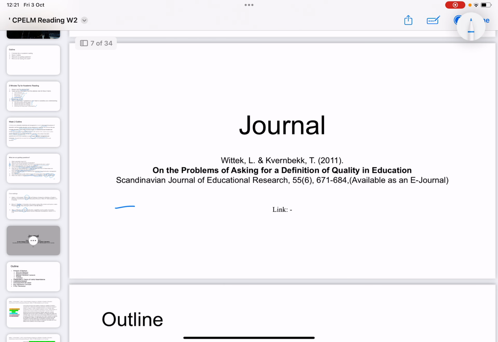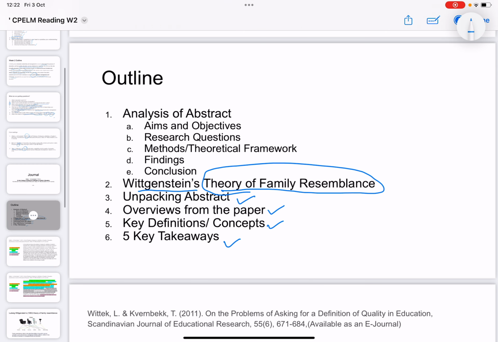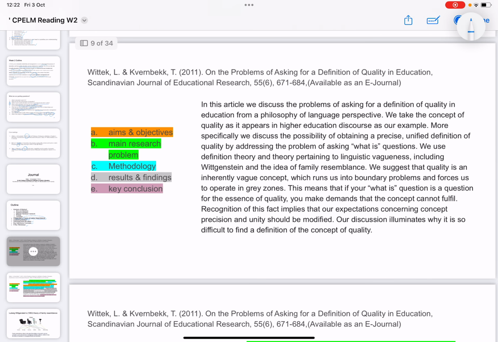All right, let's look at the first one on the problems of asking for a definition of quality in education. We'll look into the abstract first, then the theory by Wittgenstein, the theory of family resemblance, which the author uses. Then we try to unpack the abstract. I provide some overviews, some key definitions, some key takeaways. Right, so this is the abstract.